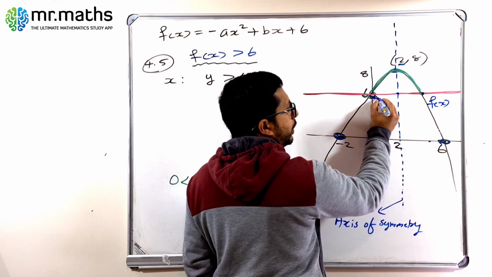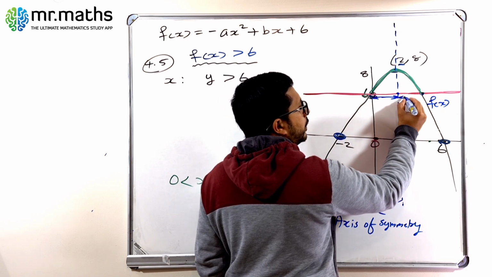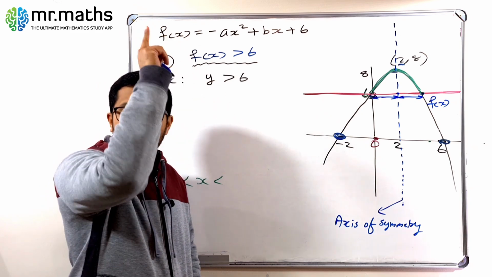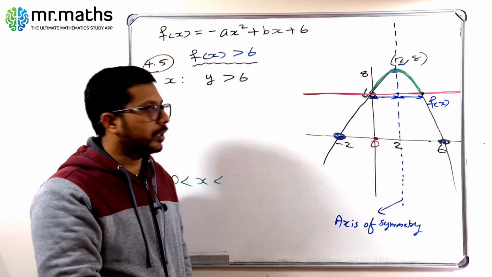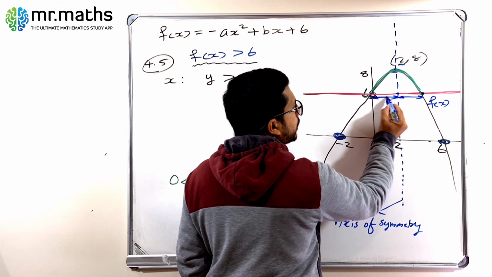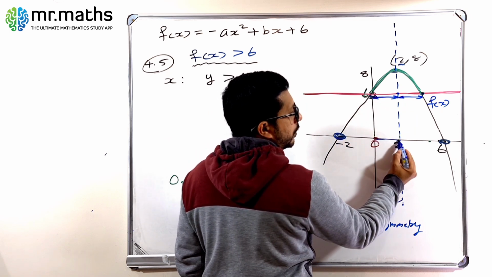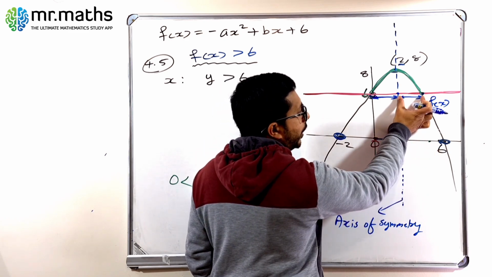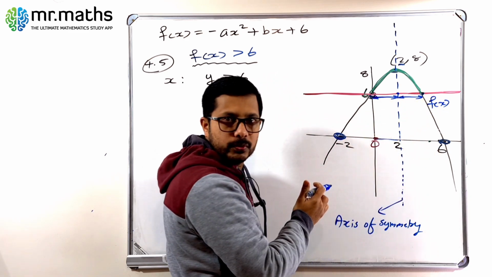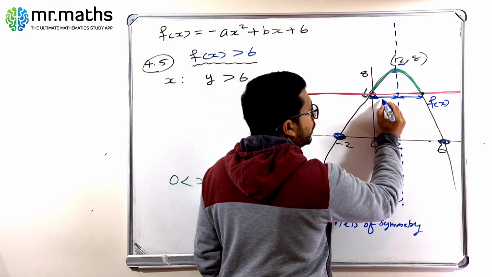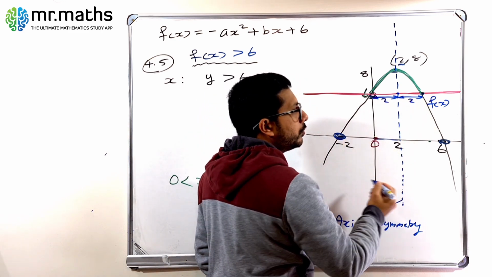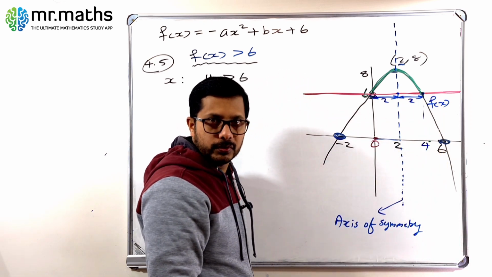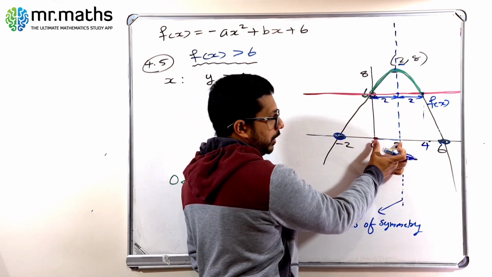2. Here this distance and this distance are equal, because that line is the axis of symmetry passing through the turning point. What is this distance? It is 2. So the remaining distance is also supposed to be 2. Am I right? So what is the x value of this point? It is supposed to be 4.